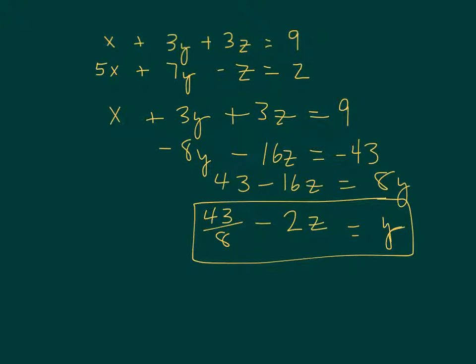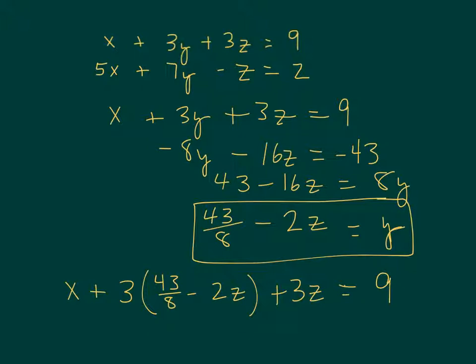Now we can take this answer and put it in place of y here and then solve for x in terms of z. So x plus 3 times 43 over 8 minus 2z, plus 3z is equal to 9. And if we simplify this and solve for x, we'll end up with 3z minus 57 over 8.